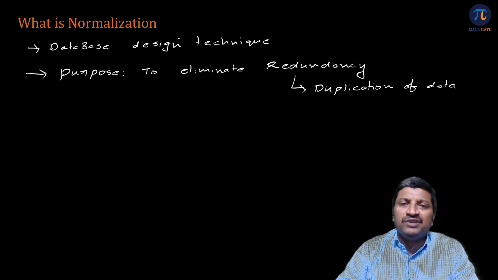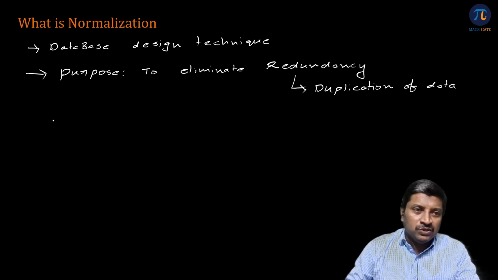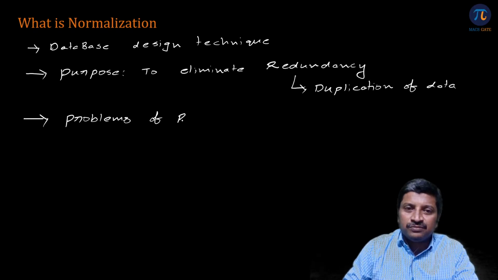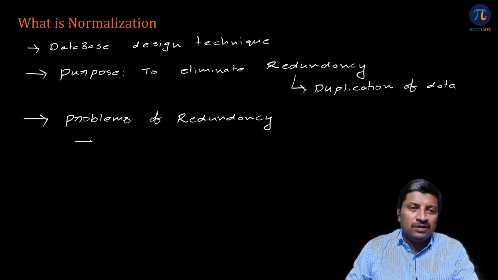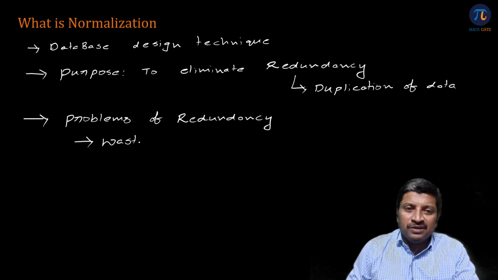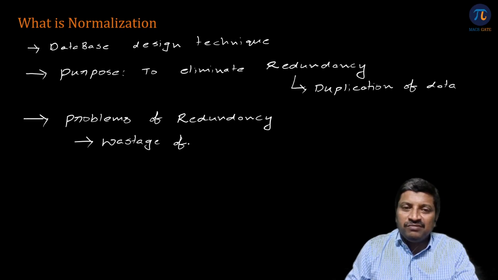Then if we have duplicates of data, or redundancy in data, what is the problem, or why do we need to eliminate redundancy? So we need to understand the problems of redundancy. When we have redundancy in our database, what problems do we face? The first simple answer is wastage of memory. When we save the same data multiple times, memory will be wasted.